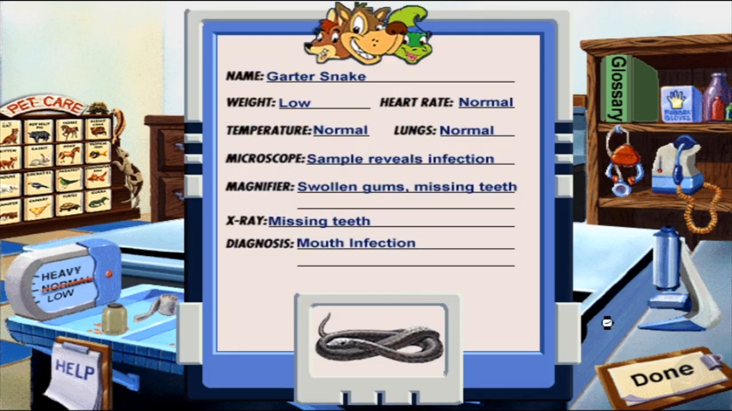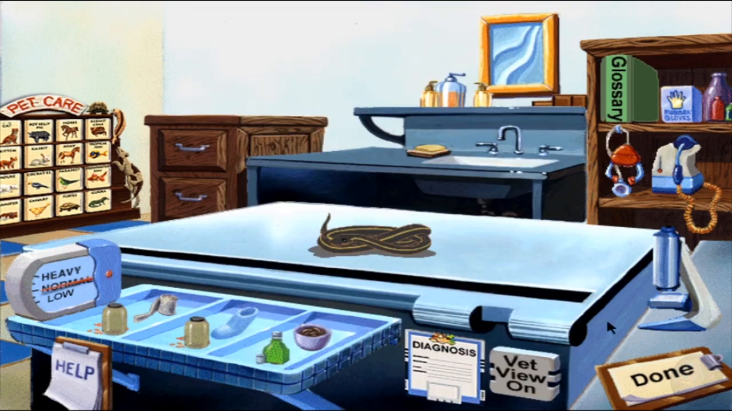Cleaning the mouth out was very important, and the antibiotics will fight off the infection. Good food will help the snake stay healthy. The low weight and blood infection were strong signs that the snake was unhealthy. But the missing teeth and swollen gums led me to the mouth infection diagnosis. The garter snake should stay at the hospital for a few days for some warm, quiet recovery time, and we should recheck its mouth in a week.